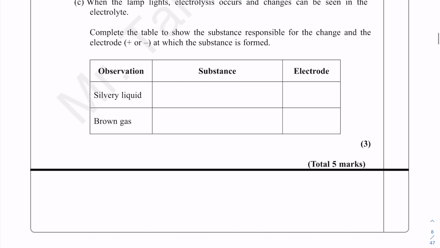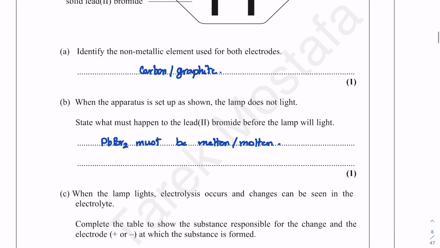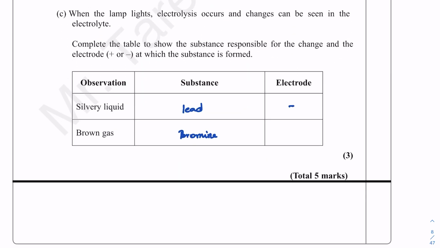When the lamp lights, electrolysis occurs and changes can be seen in the electrolyte. Complete the table to show the substance responsible for the change and the electrode positive or negative at which the substance is formed. طبعا السيلفر ليكويد ده هو الليد والبراون جاز هو البرومين. الالكترود اللي بيطلع عنده الليد هو النيجاتيف الكترود كاثود، يبقى النيجاتيف اللي هو الكاثود، والبرومين بيطلع عند البوزيتيف الكترود اللي هو الانود.